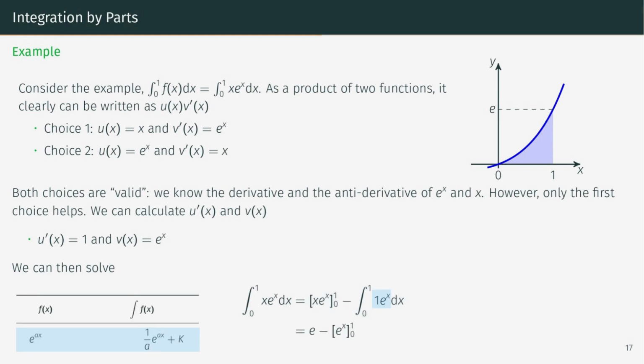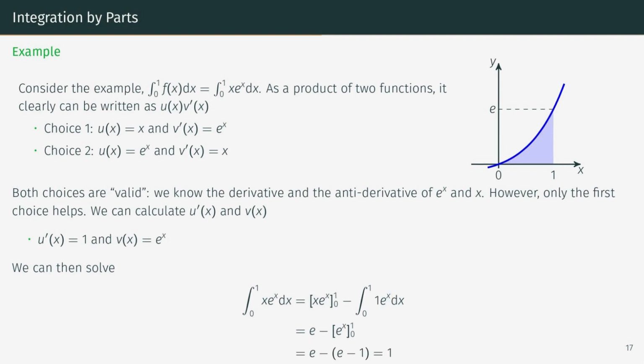We can see that then this becomes e minus e to the x with the boundary still from 0 to 1. And if we solve over the bounds, this gives us an answer of e minus e minus 1, which equals 1.